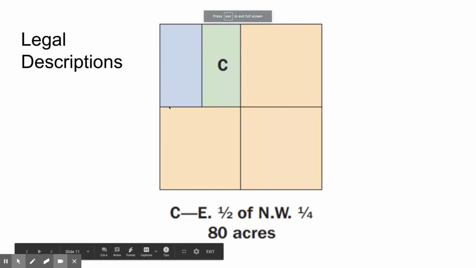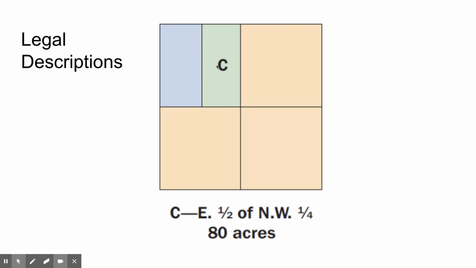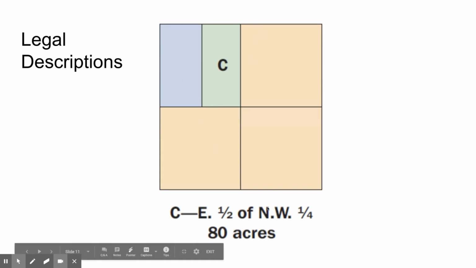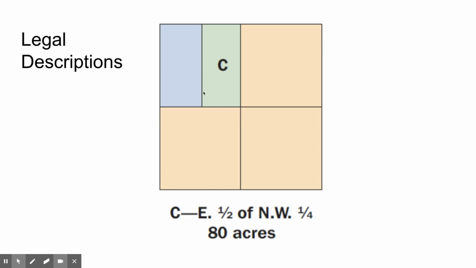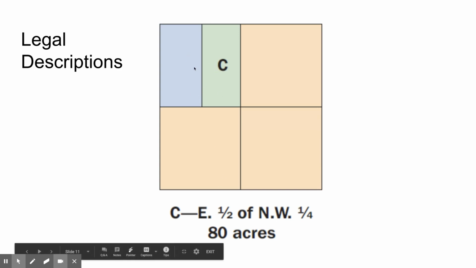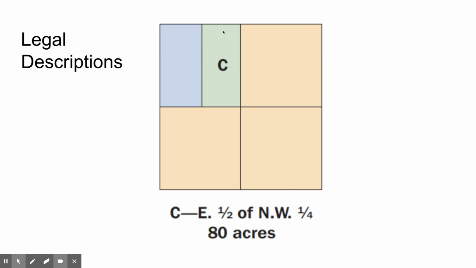All right, so when we get to this one, we break it down a little bit smaller. If we remember from the last time, this is a quarter of the section, so that would be the second half of this. But this one is the northwest 1/4 of the section. But it's not all of it; it's only half of it. So what we say is this is the east half of the northwest 1/4, because it's on the east side.